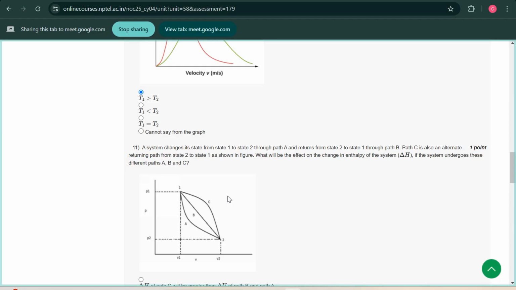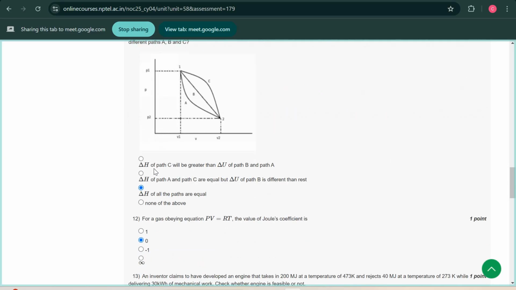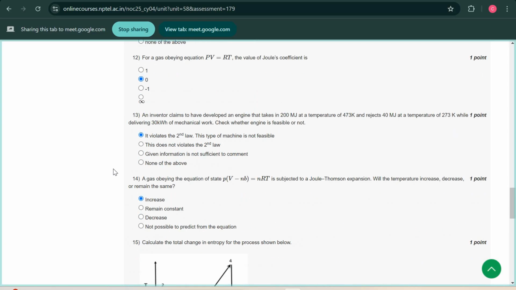Since it's a state function, does it matter if it goes through path B or C? No, right? It just depends on points 1 and 2, or if it comes back to 1, that's it. It does not depend on the path taken. Whatever path you take, it's going to be the same.